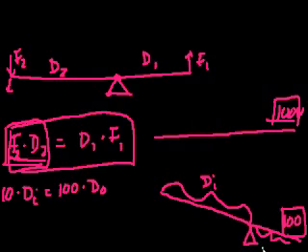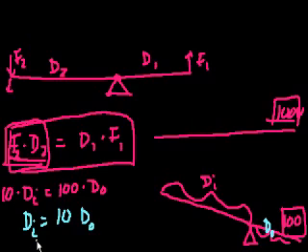Let me switch colors, it's getting monotonous. This is the output distance from here to here. And let's figure out what the ratio has to be for the input-output, for the ratio of the input distance to the output distance. Well, if we just divide both sides by 10, we get the distance input has to be 10 times the distance output, right?